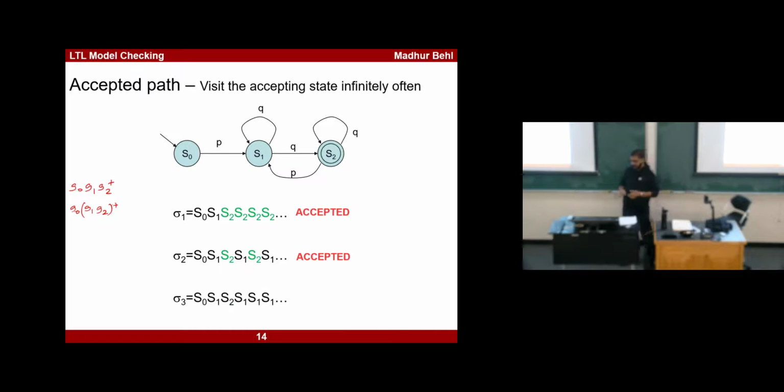Let's look at a path which goes from S0 to S1. Then it does go to S2 here, comes back to S1, but never leaves S1. It just stays here forever. This is not an accepting path because it does not visit S2 infinitely often. It does visit once. You could even say it could visit a finite number of times, but eventually it will loop in S1, so you'll never see S2, so it's not an accepted path. Yes?